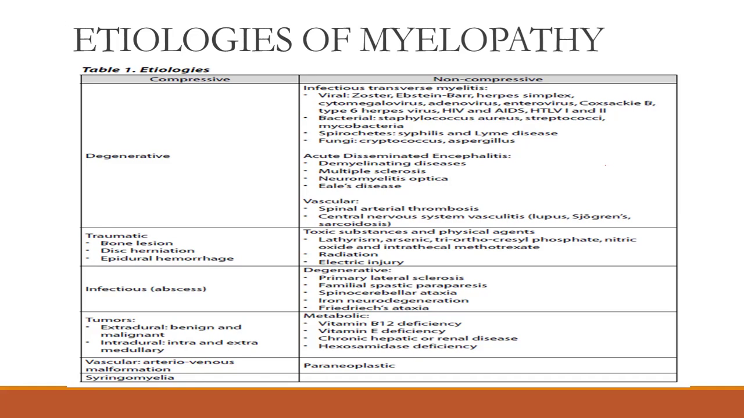Coming to degenerative, there is primary lateral sclerosis, there is familial spastic paraparesis, there is spinocerebellar ataxia, Friedreich's ataxia, etc. Coming to metabolic, there is vitamin B12 deficiency, vitamin E deficiency, copper deficiency. There is renal disease or hepatic disease causing myelopathies, and there is hexosaminidase deficiency, and also, of course, associated paraneoplastic myelopathies. So if you see, majorly the first column, this is what causes acute presentations, and as we go down, these are what cause subacute and chronic presentations.